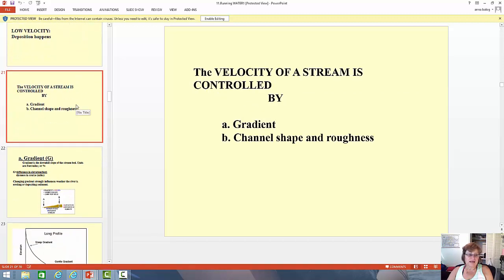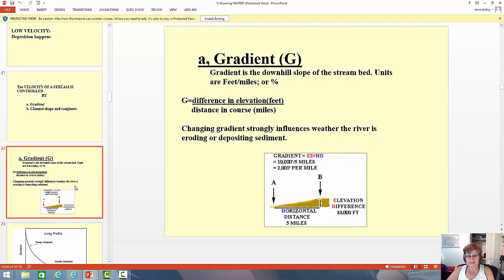How do we calculate the velocity, and what does it depend on? The gradient and the channel shape. You have to know the gradient. This is important. It's right here: the difference in elevation versus the distance. Remember, if you calculate it in percentage, then you have to put the units into the same unit for the elevation difference and for the distance. It should be in feet per feet or miles per mile. The main thing is that to calculate it in percentage, you have to have the same units.